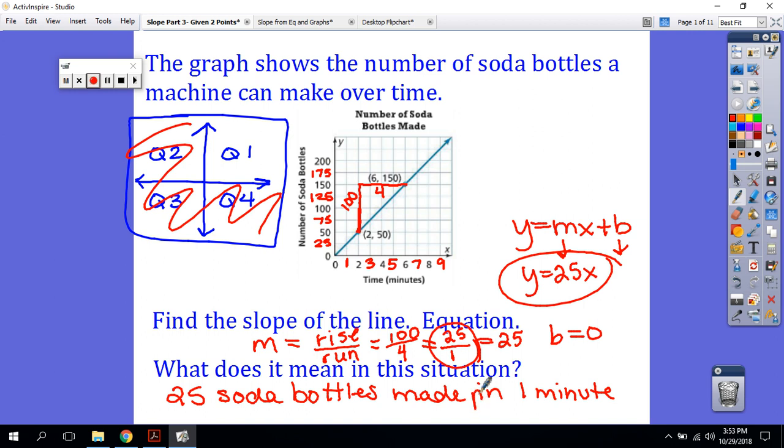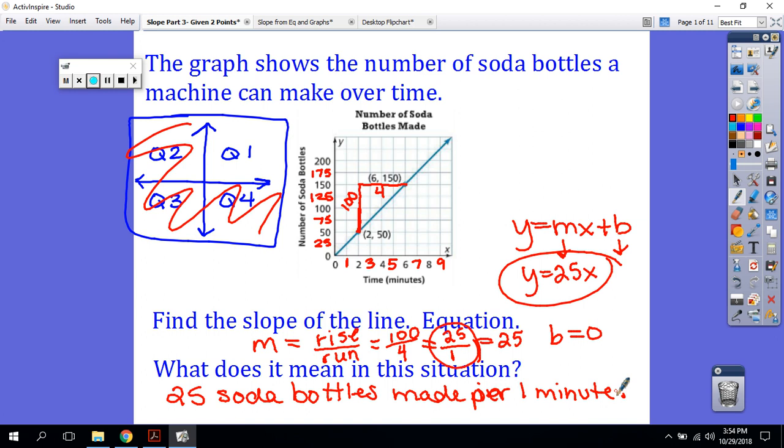I like per better, so I'm going to change this to per. Per 1 minute. Because that kind of sounds what we're used to. That's your unit rate. Last year you did unit rates. You said, oh, well, if you can make 50 bottles in 2 minutes, what's your unit rate? Oh, that's 25 in 1 minute. So it's just kind of applying what you know.